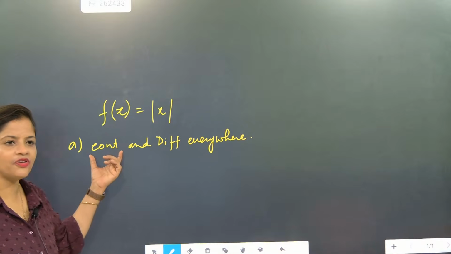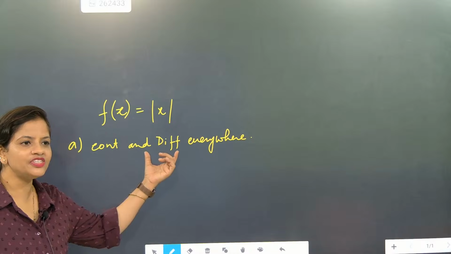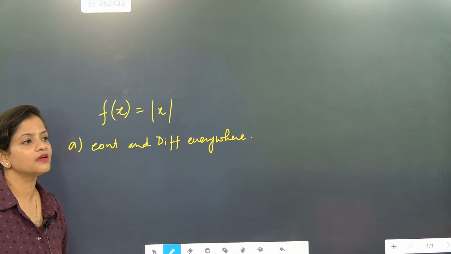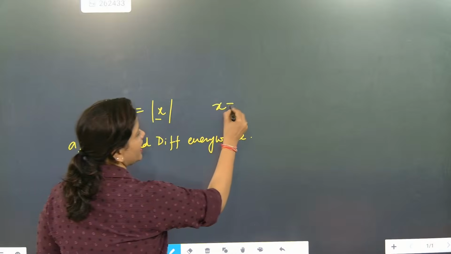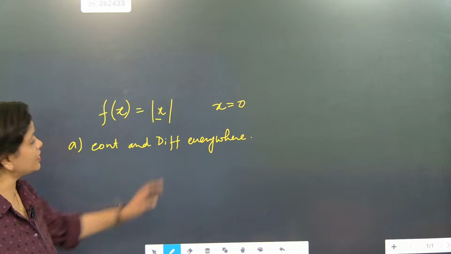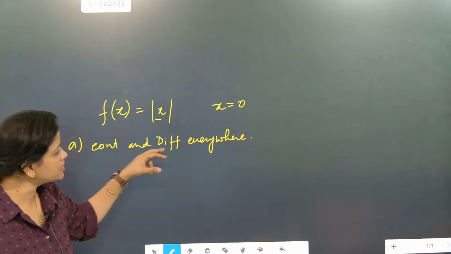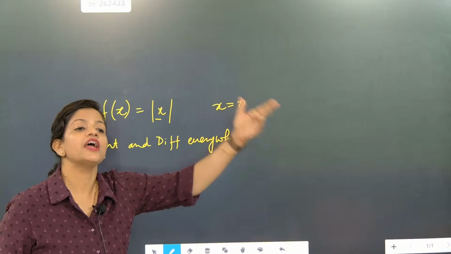Is it continuous everywhere? Yes. Is it differentiable everywhere? No. Where is it not differentiable, beta? Make this equal to 0, at x equal to 0. So it is differentiable, but not at x equal to 0. So we can't use this statement that it is differentiable everywhere.